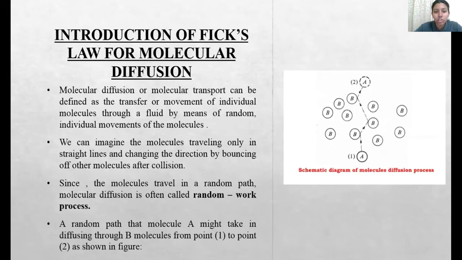So the next is the introduction of Fick's law for molecular diffusion. Molecular diffusion or molecular transport can be defined as the transfer or movement of individual molecules through a fluid by means of random individual movements of the molecules. We can imagine the molecules traveling only in straight lines and changing the direction by bouncing off other molecules after collision. Since the molecules travel in a random path, molecular diffusion is often called random walk process. A random path that molecule A might take in diffusing through B molecules from point 1 to point 2 is shown in this figure, the schematic diagram of molecular diffusion process.